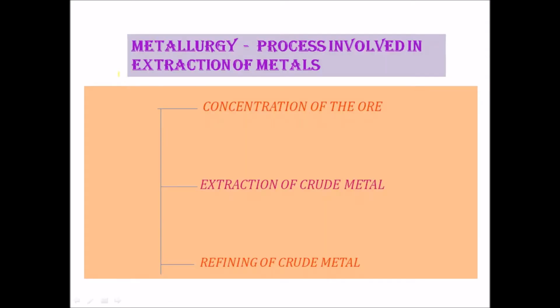Let us recall what metallurgy is. Metallurgy is a process involved in the extraction of metals from their ores. This can take place in three different steps. One is concentration of the ore. Secondly, it is the extraction of the crude metal, and thirdly, by the refining of the crude metal we can get the pure metal.